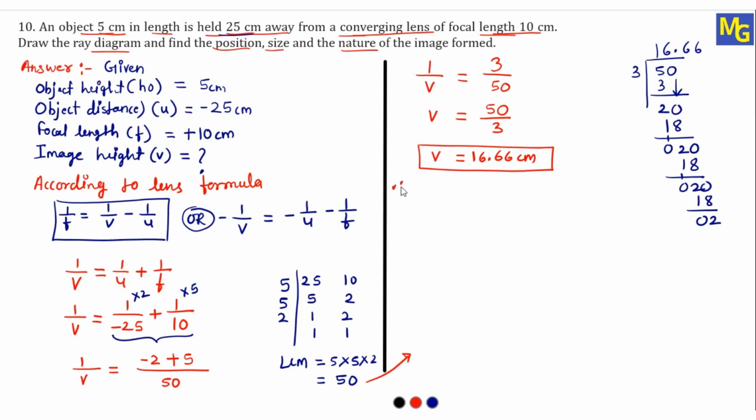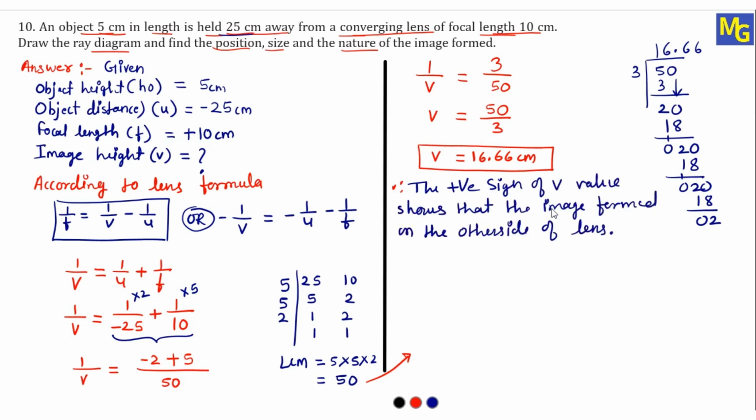Therefore, I can write the sentence. Let me change the color. The positive sign of v value. So I wrote it here. The positive sign of v value shows that the image is formed on the other side of the lens, that is on the right side. Now we will find out magnification.